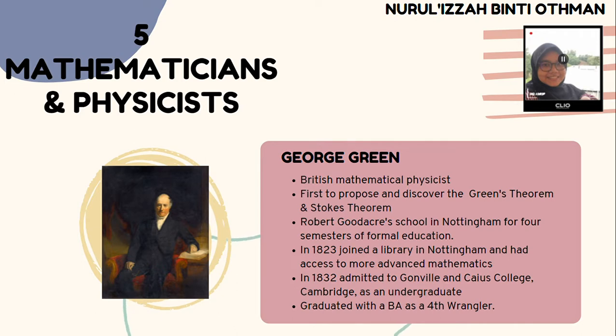For George Green's academic background, he only attended Robert Goodyear's School in Nottingham for 4 semesters of formal education. Then, he quit school and went to work at his father's factory. Green joined a library in Nottingham in 1823 and had access to more advanced mathematics. Then, Green was admitted to Gonville and Caius College, Cambridge, as an undergraduate in 1832.